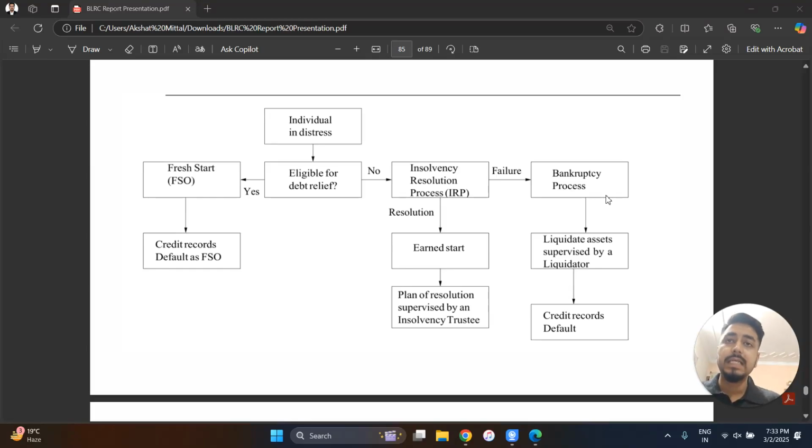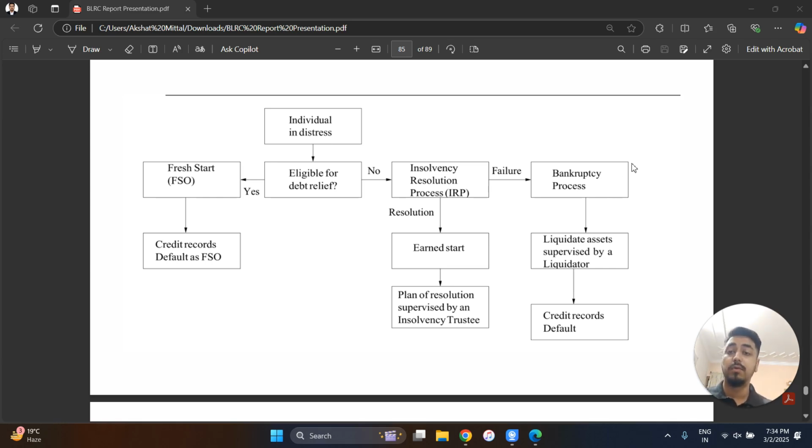Now, we have discussed the institutional infrastructure which this committee has proposed, and we have seen how the categorization of the creditors proposed by this committee has also been materialized in the IBC. Now we take a look at what this committee has proposed for an individual person's insolvency. So this is a brief table. This is also available in the committee report.